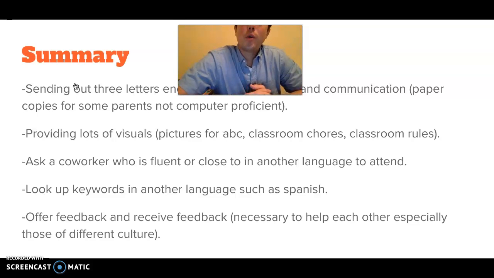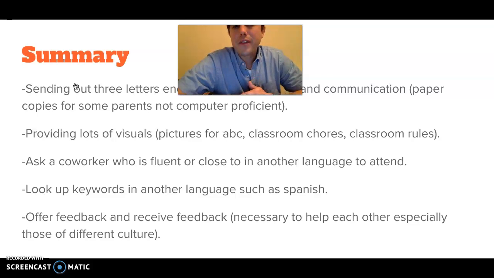Ask a coworker who is fluent or close to another language to attend. This would help with translating for any parents whose second language is English and have a tough time with it. It's also important for me to look up keywords in another language, such as Spanish, to just have some communication. I think that could at least be a little more effective than not knowing anything.